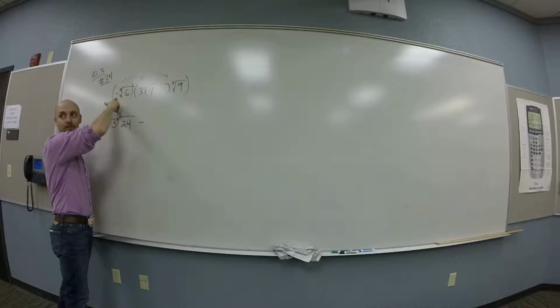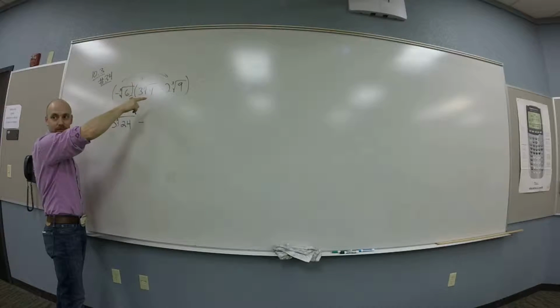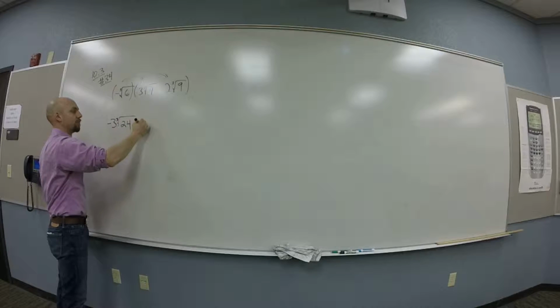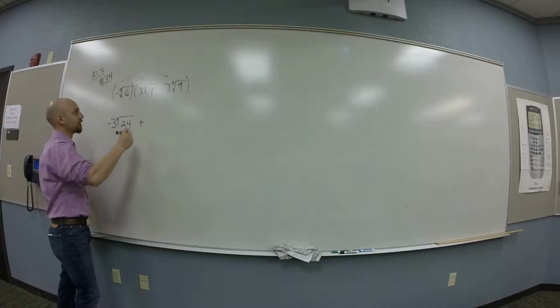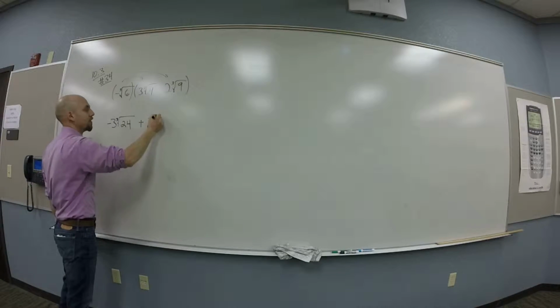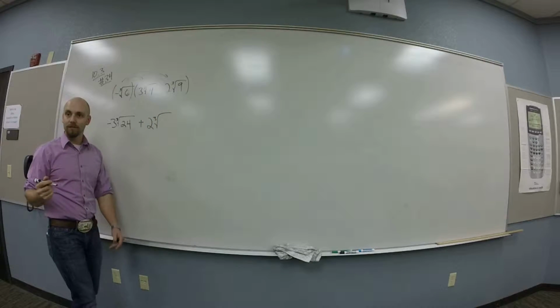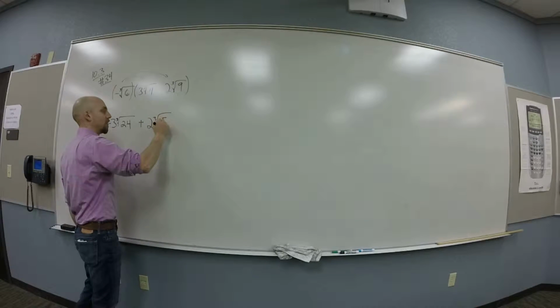Negative times negative is a positive, positive 2. And then there's a 2 cube root of 54.